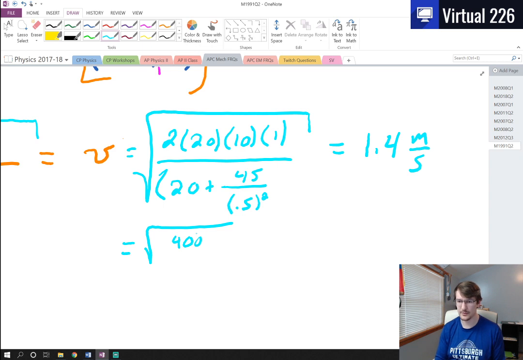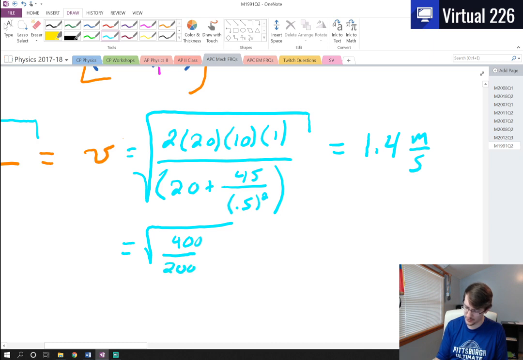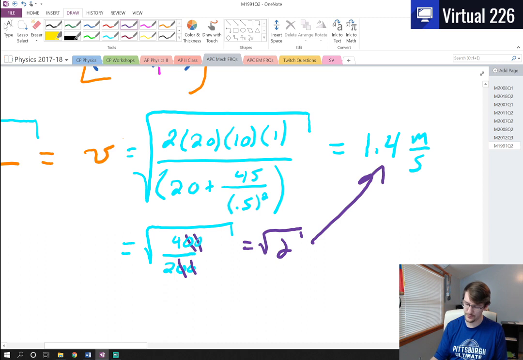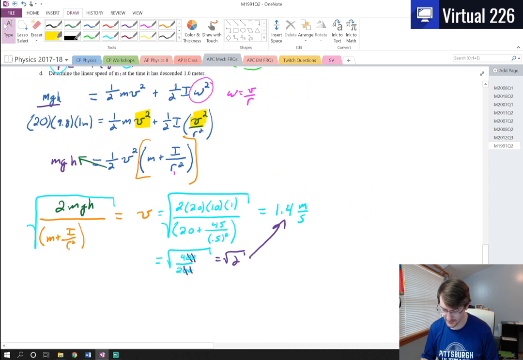Wait, did I mess up a number somewhere? 2 times 10 is 200 times 2 is 400, right? So 400 divided by, let's see, 0.5 squared, 45 divided by, oh, okay, whoops, that's 180. This gives you 180 down here. So 180 plus 20 is 200, so we get 400 over 200, which is 2, square root of 2, that's an easy one. Boom. So yeah, not too bad there. Just don't mess up with the calculator like I just did.